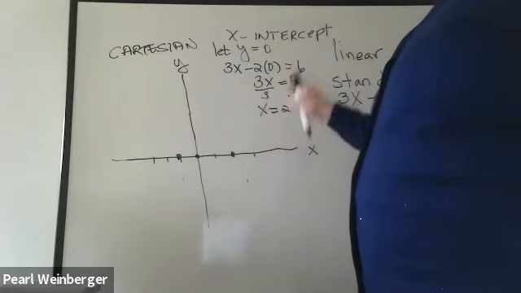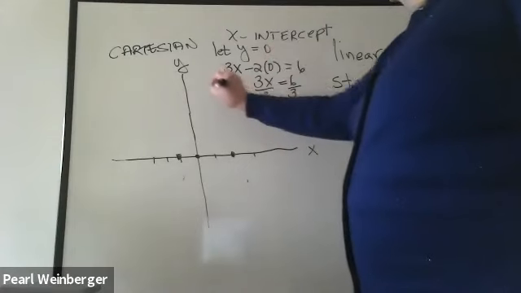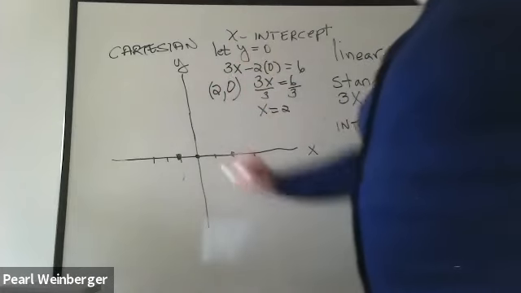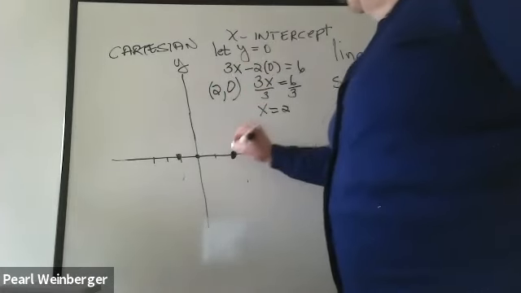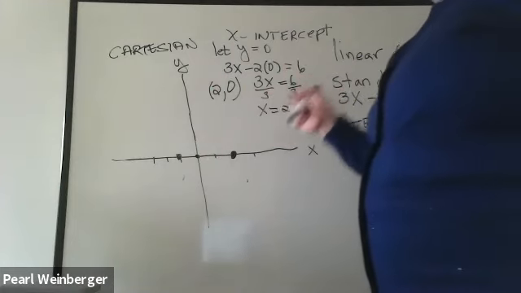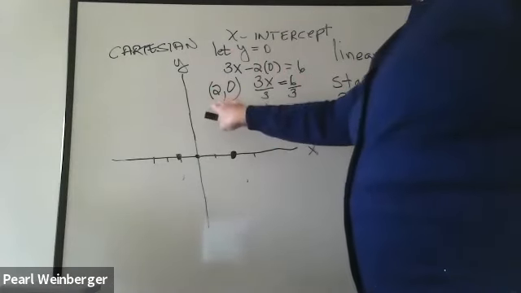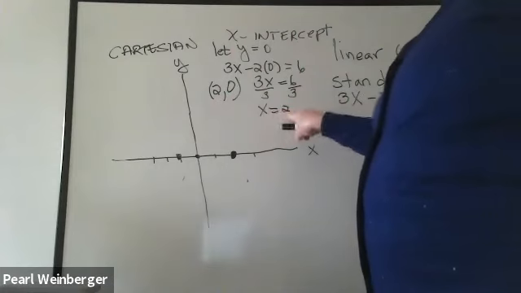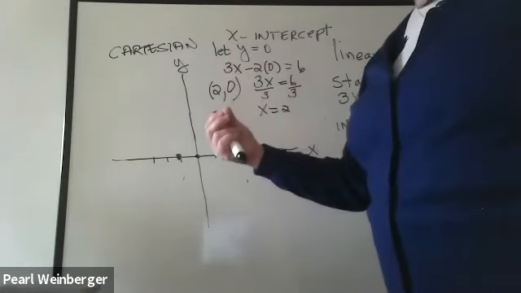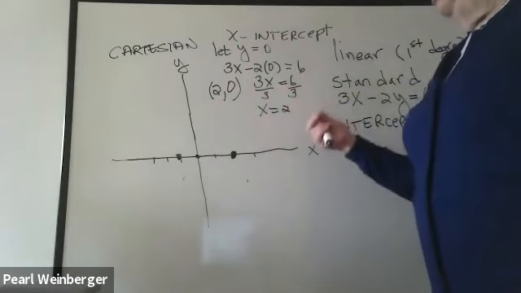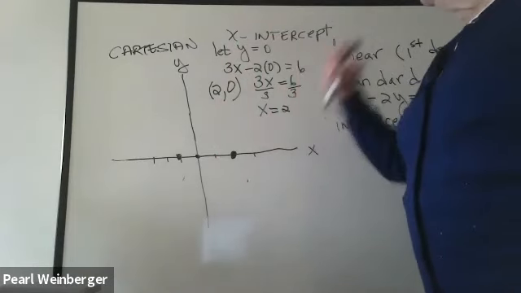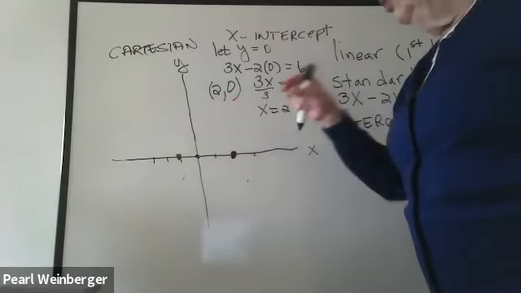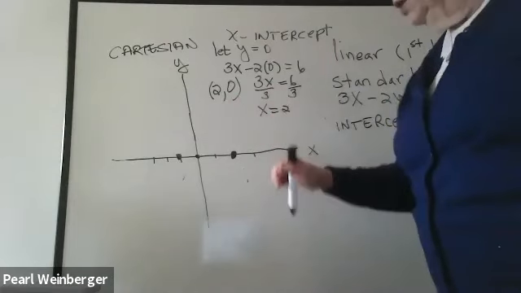In other words, in this equation, when the x is 2, the y is 0, and therefore the x-intercept is 2, 0. The correct way to say the x-intercept is 2, 0. But if I just say that the x-intercept is 2, that's clear, because if it's going to be an x-intercept, the y has to be 0. So sometimes we just say the x-intercept is 2, but we understand that the y is going to be 0.